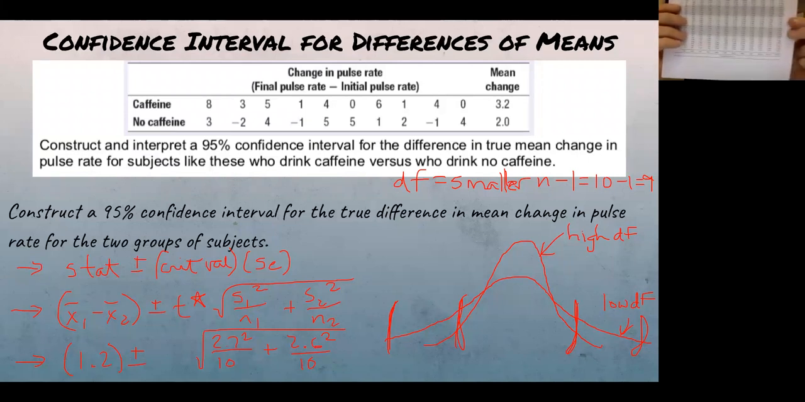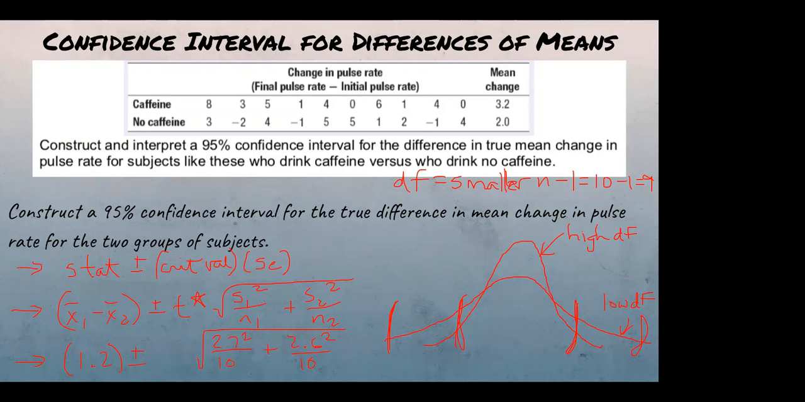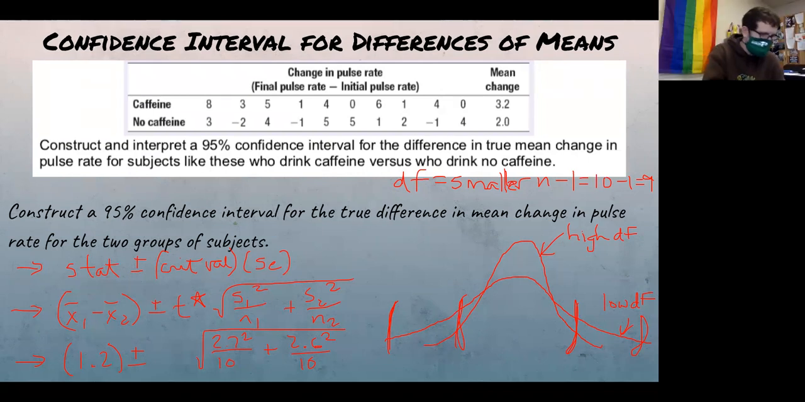All right, just as a reminder. If there's your 95%, I'm going to go up that column until you get to 9, which is about right there, if I'm seeing it right. I got 2.262. That is what I saw as well. 2.262.